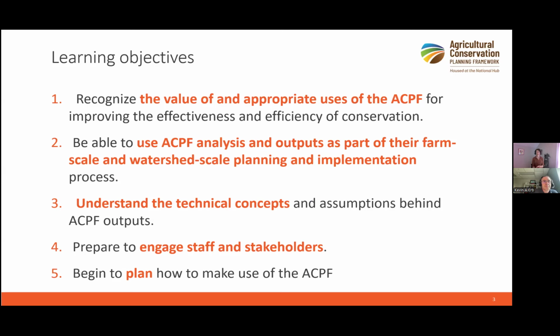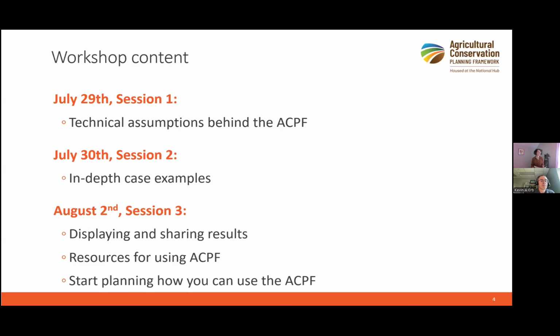We're hoping this is not a GIS training. You're not going to come away with the ability to use the ACPF within ArcGIS. But on the other hand, there's really some technical concepts that it's important for you to get a handle on so that you understand the assumptions behind the ACPF outputs so you can explain them and use them correctly. We are hoping you will be able to prepare to engage with staff and stakeholders using the ACPF outputs. And we're hoping you'll have a plan for what your next steps are by the end of Friday. So that's where we're hoping to get.